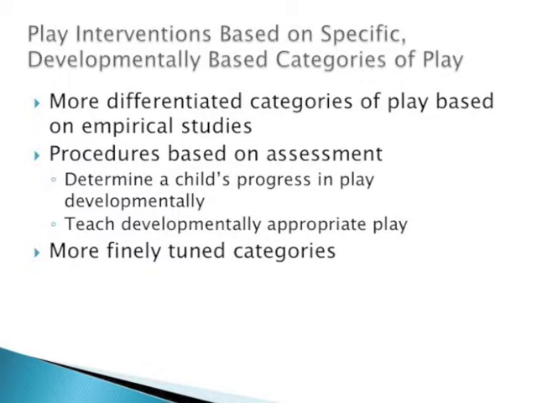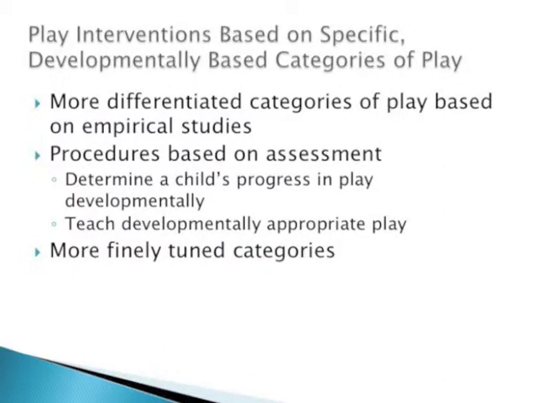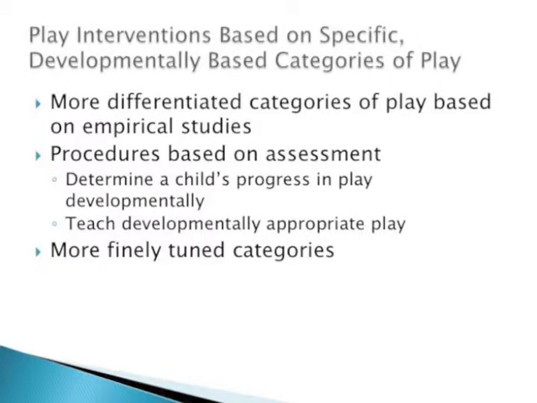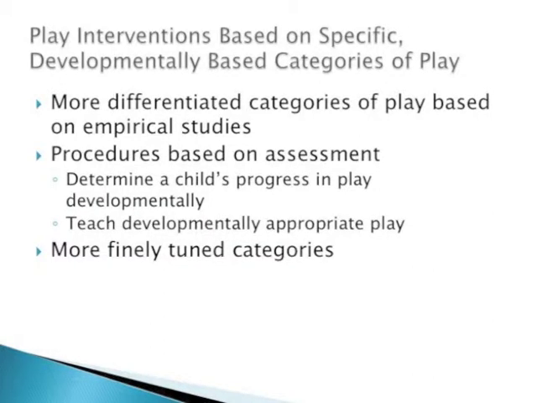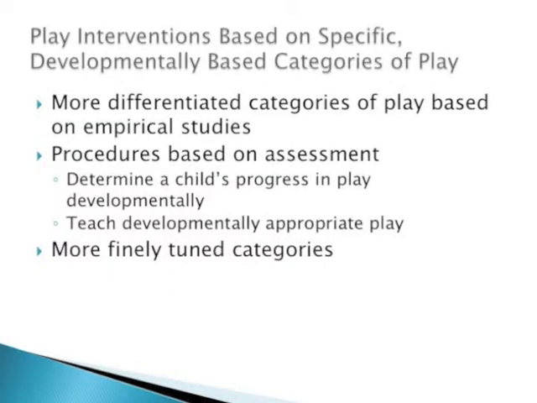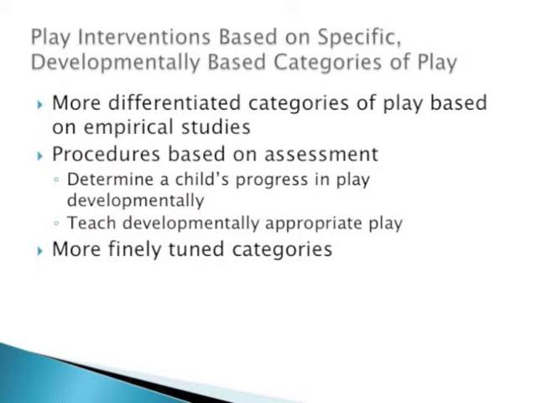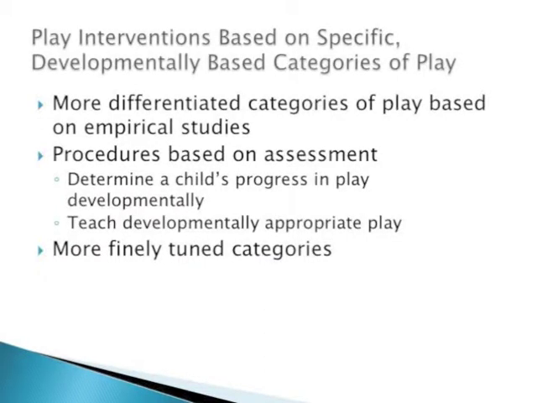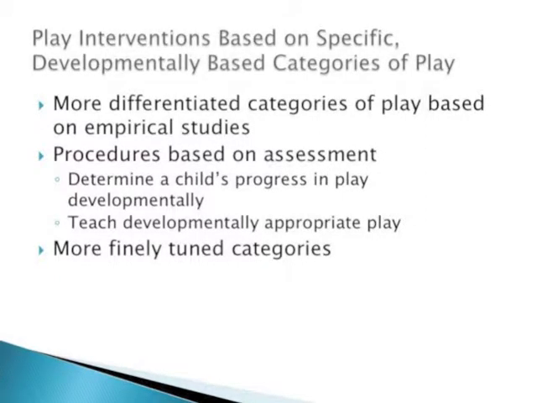And then the third approach to interventions in play for children with autism is based on regarding play in terms of specific developmental sequence categories, representing developmentally ordered components of the broad categories of play. So this is more specific than the last one, which included just the broad categories. And this gives you more finely tuned categories of exactly what to teach. There are procedures based on assessment, so that you can determine a child's progress in the play development and teach developmentally appropriate play. And these finely tuned categories give you more specifics for what to teach within a play intervention.